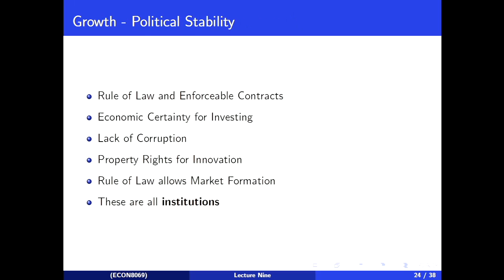Any questions so far? Again, I'll come back to property rights on the next slide. But any questions at this time on political stability? Again, part of this is don't have a coup every 5 years, but it goes beyond that as well.